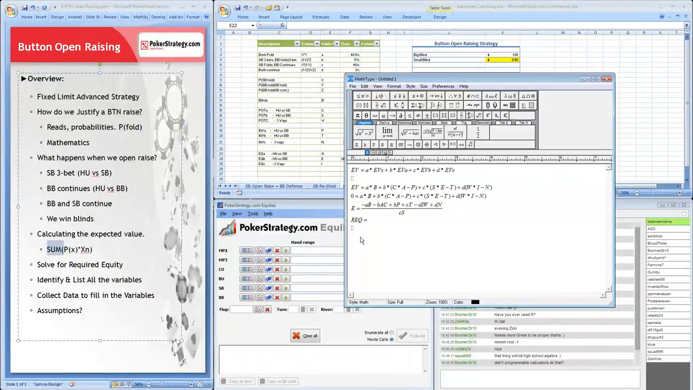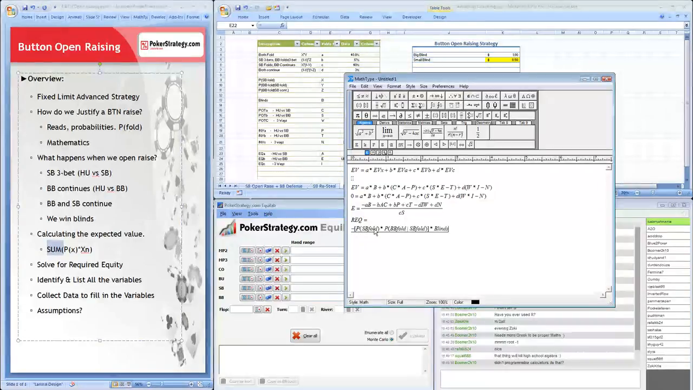So negative A times B is actually going to be equal to the probability the small blind folds multiplied by the probability the big blind folds, given that the small blind's folded. To that, we're going to multiply the blinds. Negative A, this whole thing in here is A, times B, the blinds. Let's go down a line.